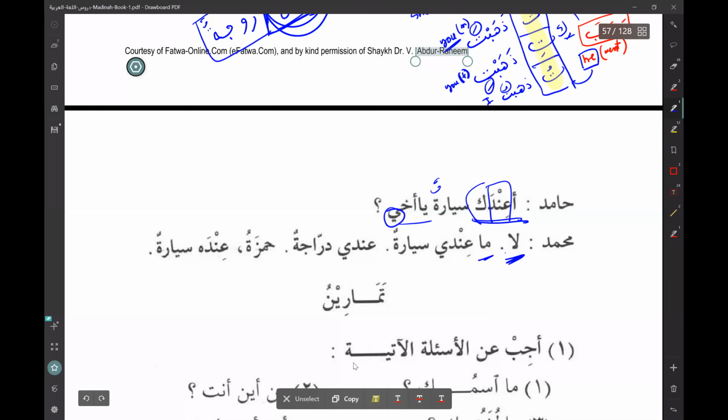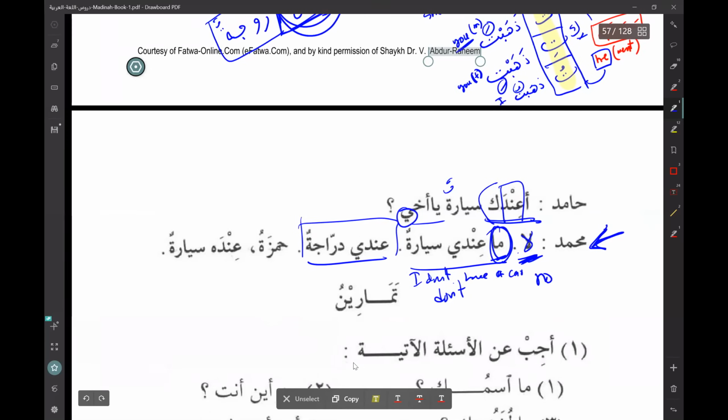La, no, ma indi. Okay, so we're saying it in many interesting ways. La ma indi. Here la means no, and here ma comes as a don't. I don't have a car. Inshallah, next time I'm going to come back to this sentence and explain something. So it's basically saying I don't have a car. Indi daraja. So this poor fella, he doesn't have a car, he has a bike.